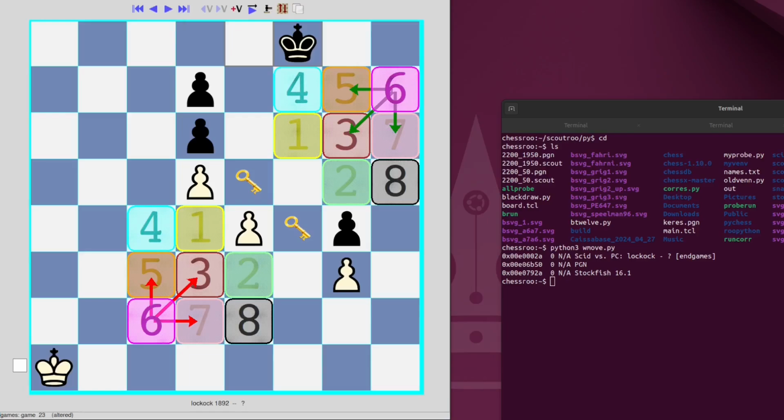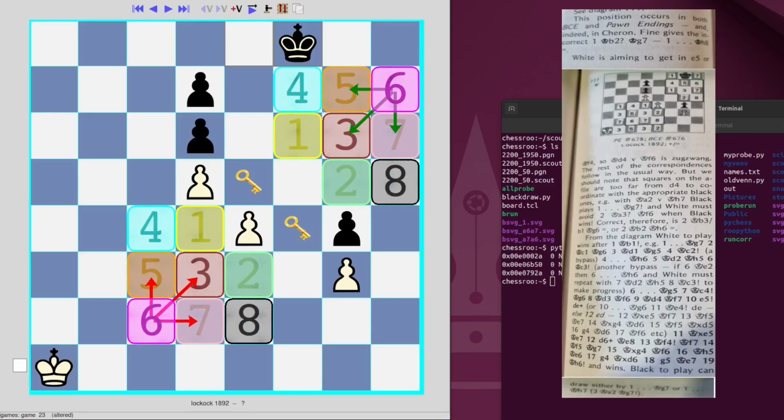Go back to one of our favorite guys, Speelman. White is position number 111. White is aiming to get in e5 or king f4. So king d4 versus king f6 is the correspondence.